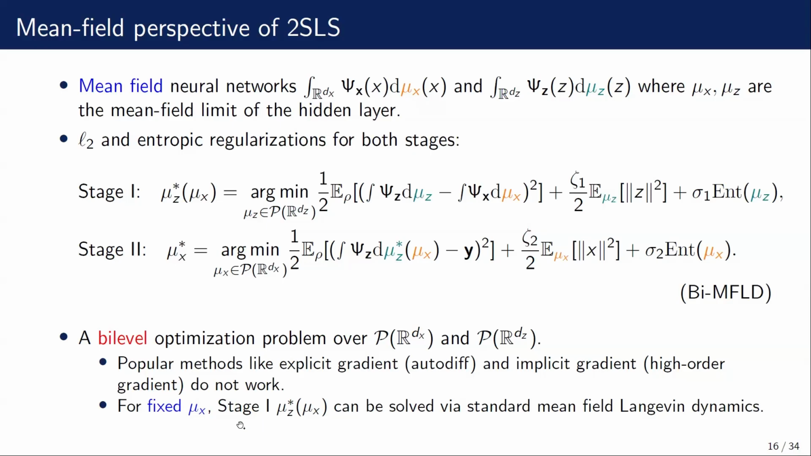And for fixed mu x, stage 1 can be solved via standard mean field Langevin dynamics. Because in stage 1, as long as mu x is fixed, it's just the standard mean field neural networks as presented in the background section. So this part is considered done. The challenge is mainly in the second stage, where we have this nested dependence of mu z star on mu x.